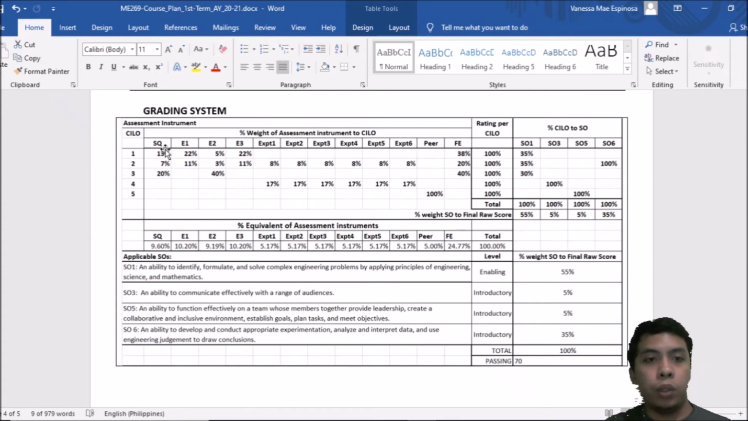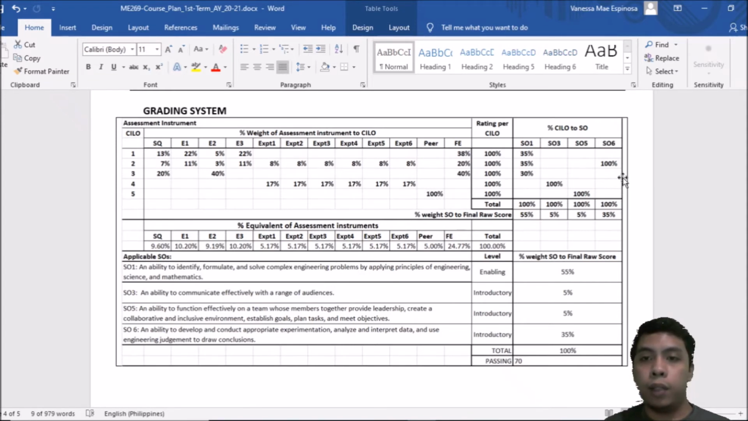So SQ, E1, E2, E3, and FE will be the basis of my grade for the lecture part of our course. And from experiment 1 up to experiment 6, the peer evaluation is included in your laboratory part. As you can see, each of our assessment instruments has a weight to the CILO, or the course intended learning outcomes. You can see here certain percentages.